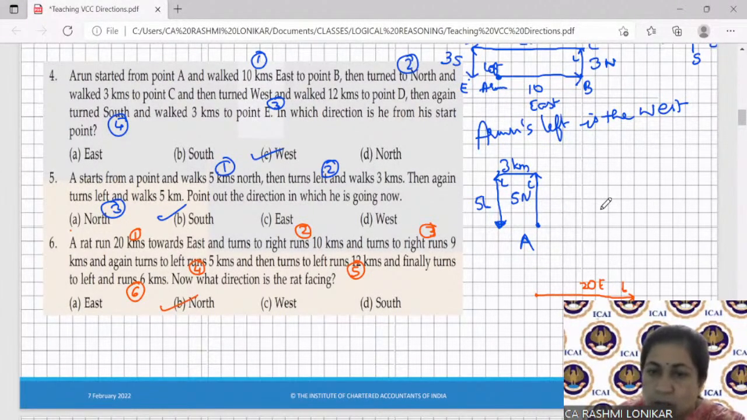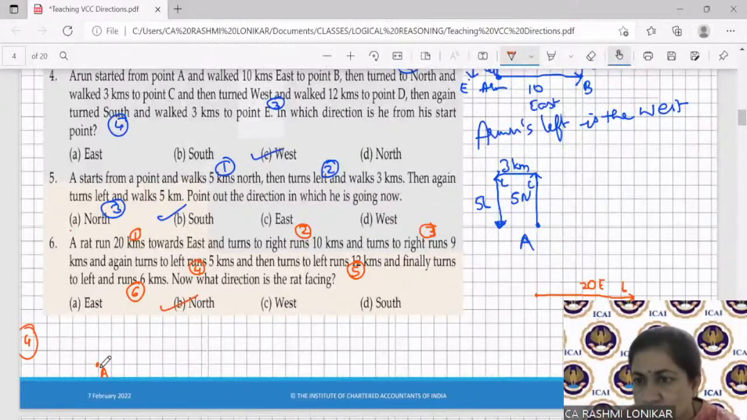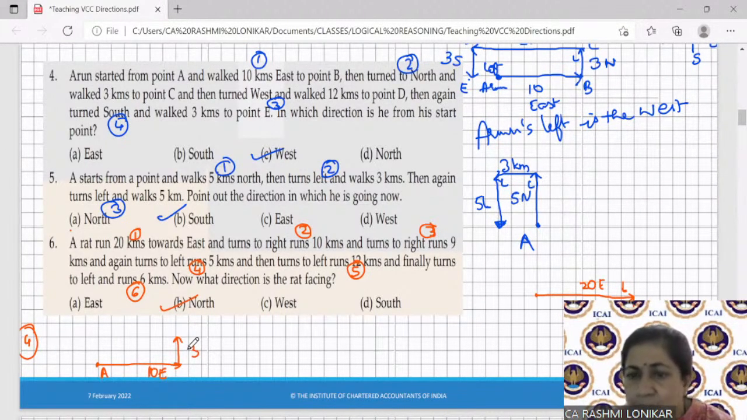Okay, question 4. Arun starts from a point and walks 10 kilometers to the east. So Arun is standing over here. Okay, this is the 4th question. Nikita, please pay attention. He walks 10 kilometers to the east to the point B and then turns north. So this direction is north, and walks 3 kilometers. So he moves to the north and walks 3 kilometers. Then to the point C. So A to B, B to C.